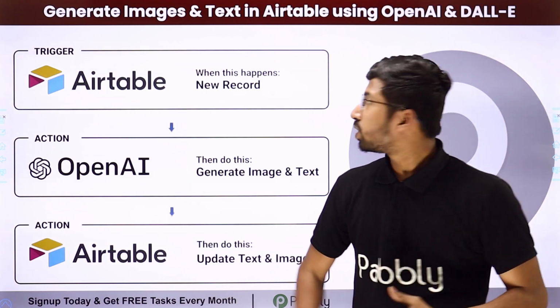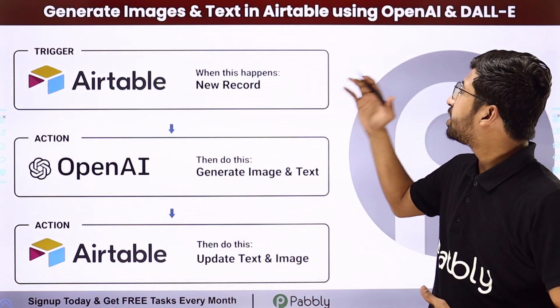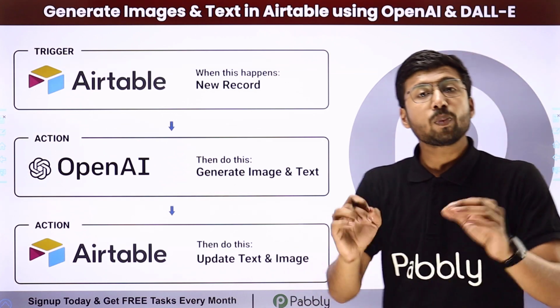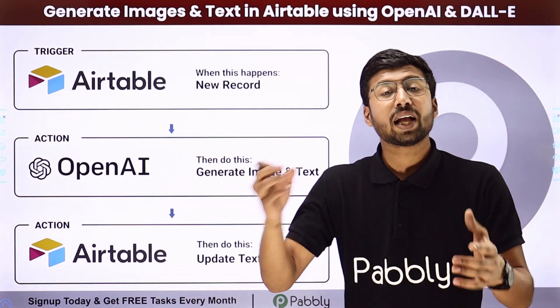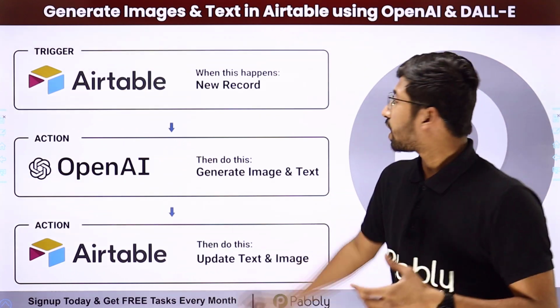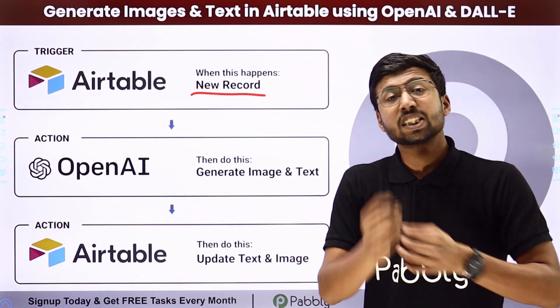In this video, we are going to learn how to automatically generate images and text in Airtable using OpenAI and DALL-E. So this is going to be an amazing automation between Airtable and OpenAI, where we are going to just add a new record with some text and some image prompt.